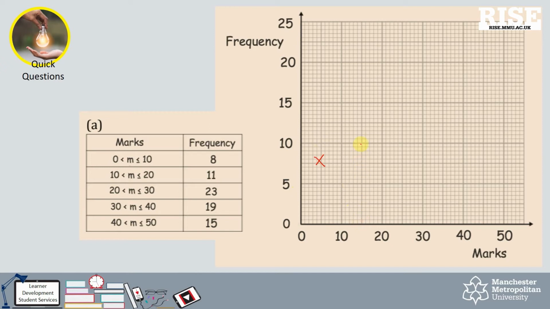Then 15 goes up to 11. 25 goes up to 23. 35 goes up to 19, and 45 goes up to 15. So just be sure you are always plotting against the middle point of the group and joining the points from the previous one to the next one with a straight line.